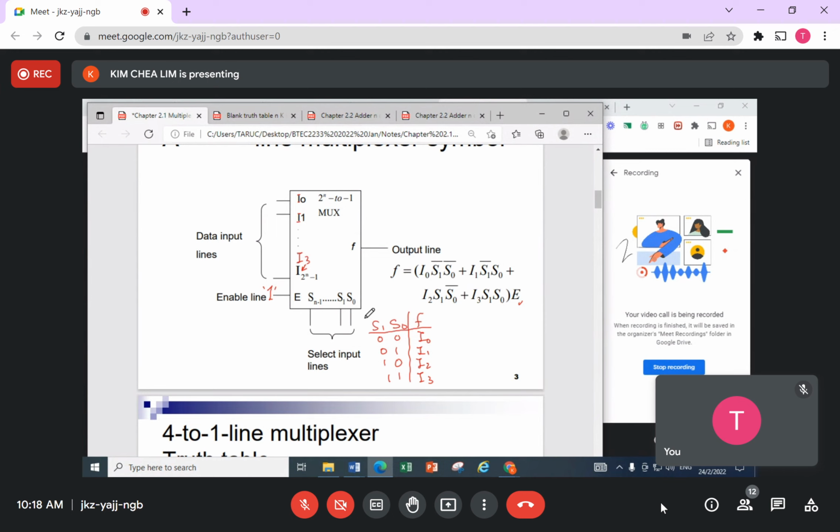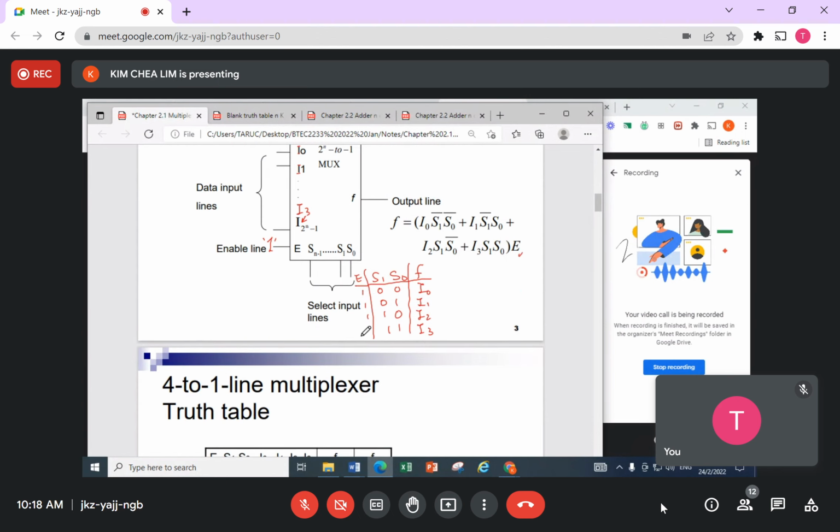Of course, if I want to add in the enable, I put in the E here, and I tell you E is always 1. If my E is 0, I put it at the last here. Whatever the conditions are, you are going to find that your F is not functioning. They only show you a 0 output.